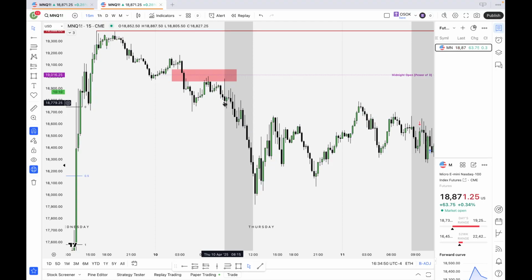As you can see, we didn't get any displacement until 11. And even then, if I draw the fib on this leg, I would have taken this entry maybe in premium. But it didn't fill inside my window. This formed going into the lunch hour, and I don't want to be a part of that price action. So I let Thursday trade out. No trades for me on Thursday.